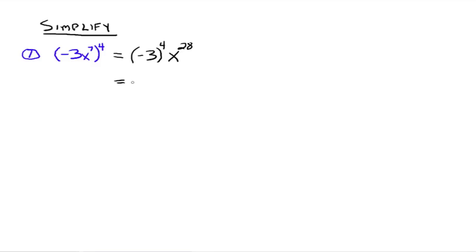Or we could simply write this as negative 3 to the 4th, which is 81, x to the 28th. Everybody see how that works? Okay, let's try this one.